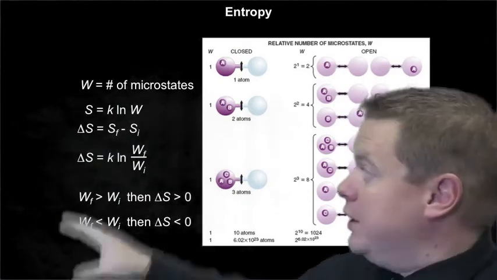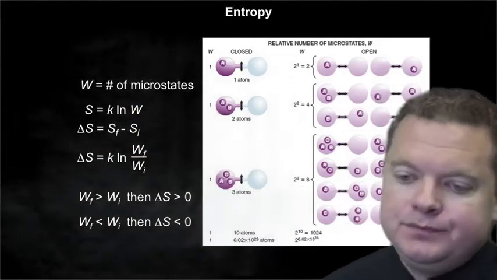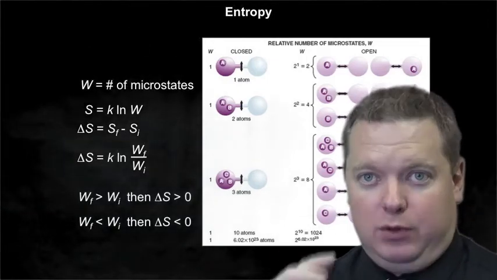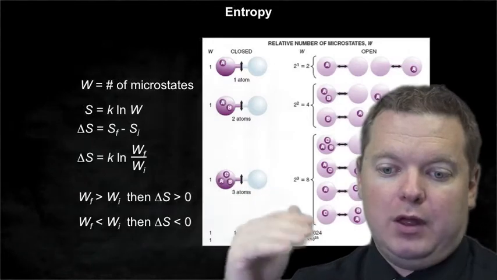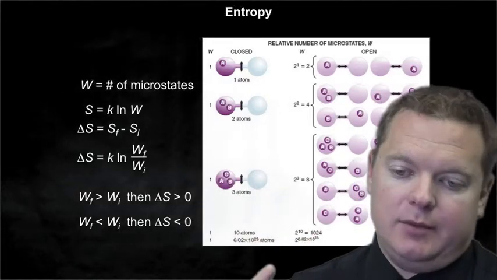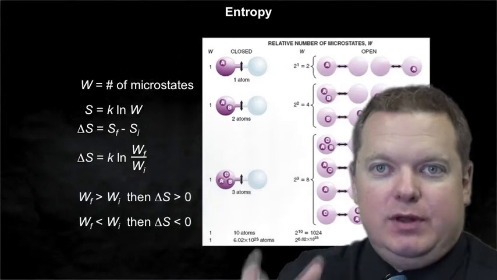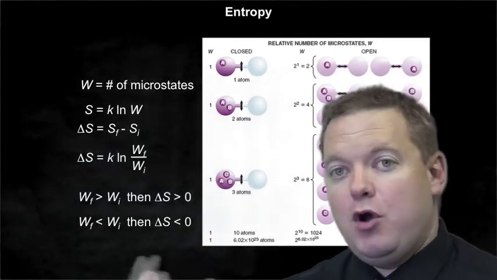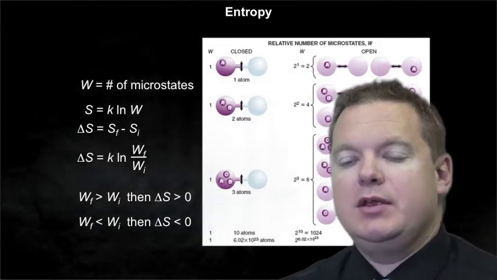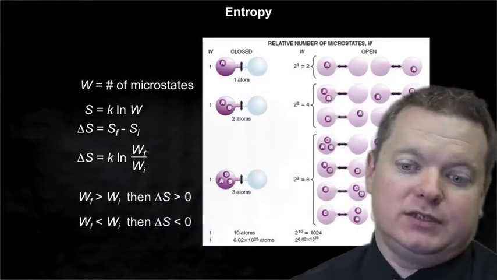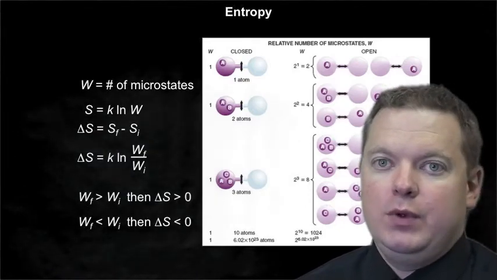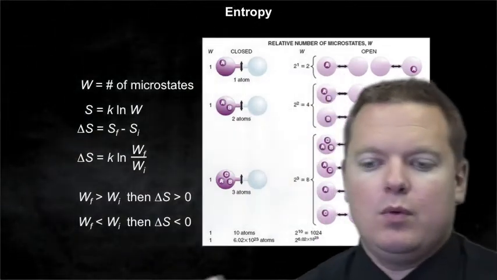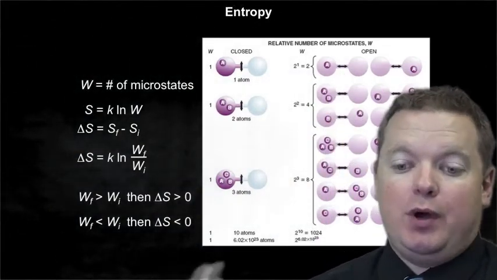So if we look on this side of the table, we can see that when we have a closed system, there's only one microstate possible. All those molecules, whether there's one molecule, two molecules, or three molecules or atoms, can only be in one arrangement, on that one side. So they all have the same number of microstates, 1. If we open up those two sides, now we can start increasing the number of possibilities. So if there's one atom, it's either going to be on one side or on the other. That gives us 2 microstates, 2 possible arrangements.